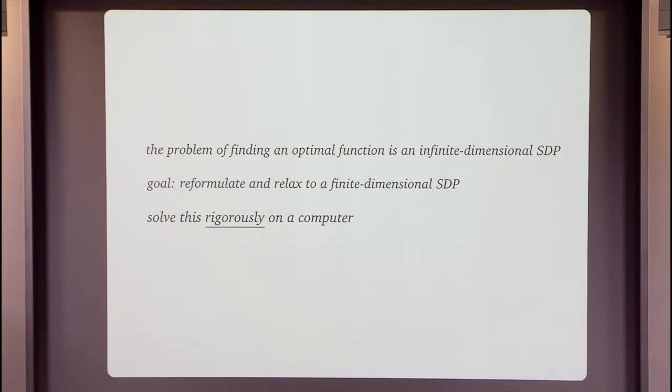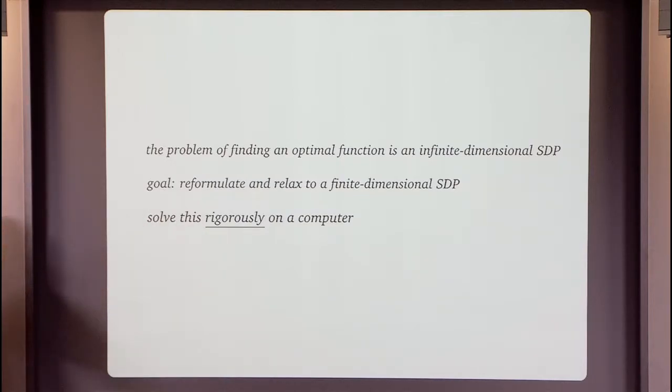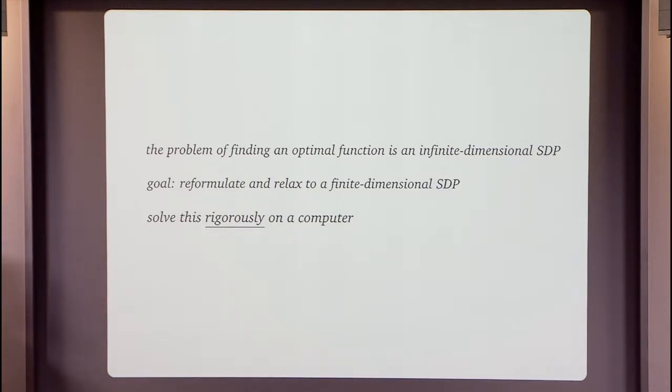What we did until now is we formulated solving the first step in Lasserre's hierarchy in terms of an infinite dimensional SDP. And now the next goal is we want to reformulate it, and we want to relax it a bit to turn it into a finite dimensional SDP. And then we want to solve this rigorously on the computer. And the good thing is that we work with a dual formulation, so it's enough to find a feasible solution. Finding an optimal solution, I think, is rather impossible, but finding a feasible solution is possible.